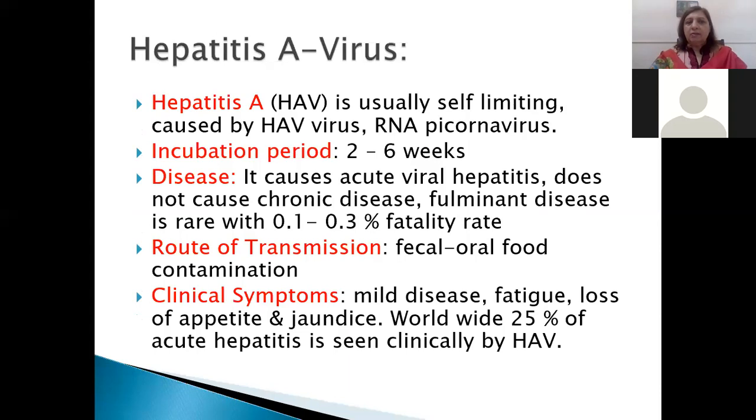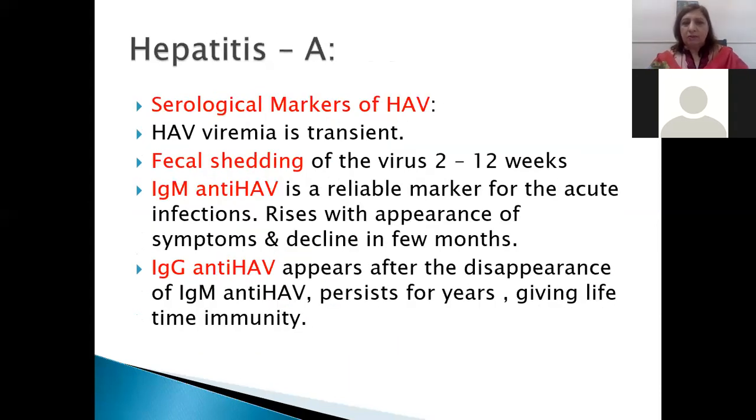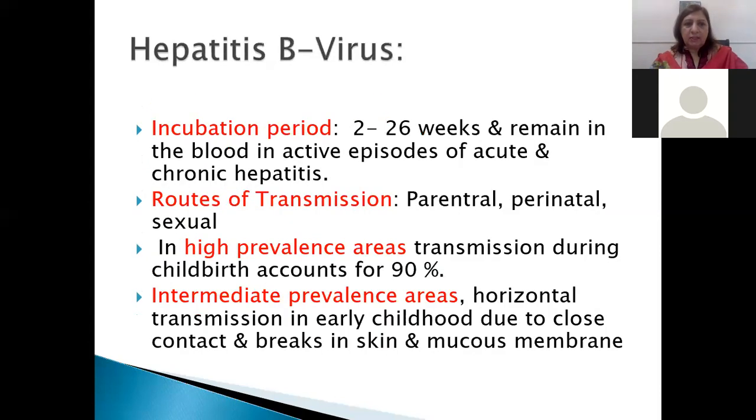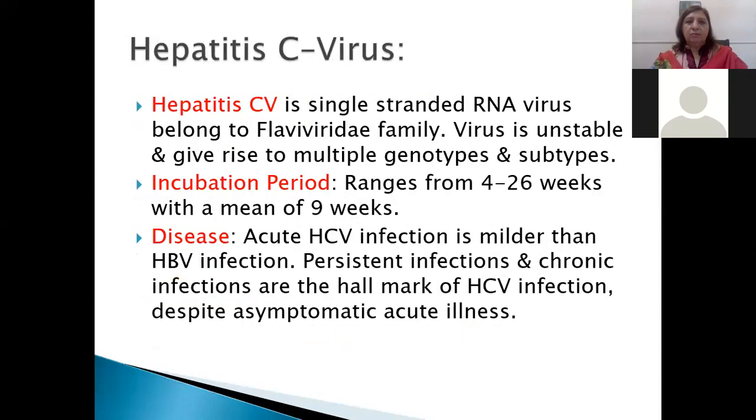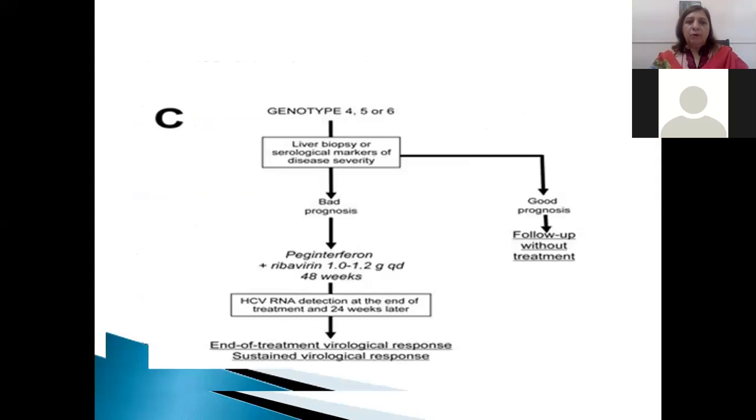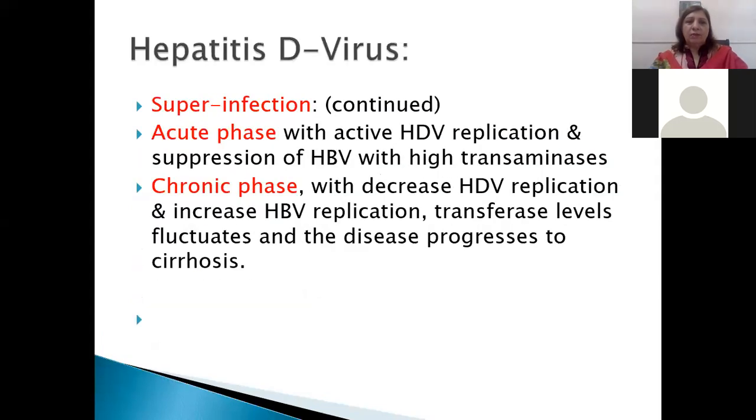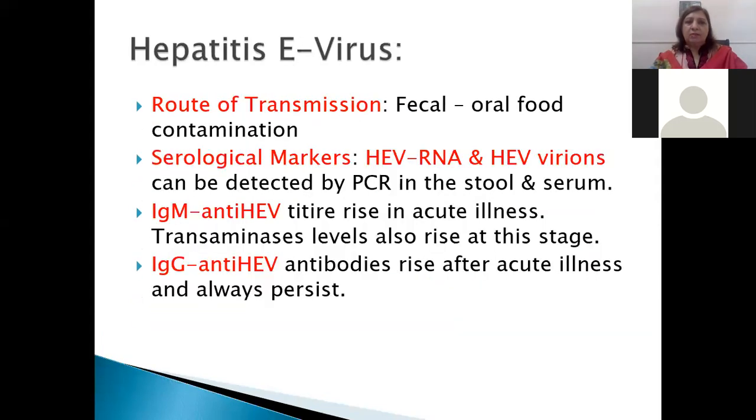I hope this is clear when I explained to you the incubation period, the disease, the route of transmission, the clinical symptoms, and serological markers. I did it for hepatitis A, B, C, D, and E individually, and I hope everything is clear. So I'm not going into the details again. I just want to revise the morphology, gross and microscopic appearance of hepatitis.